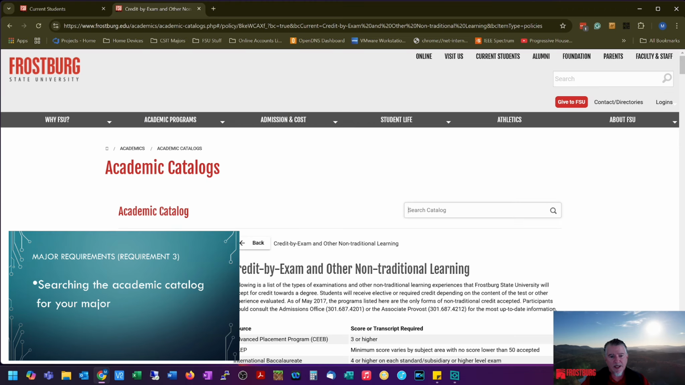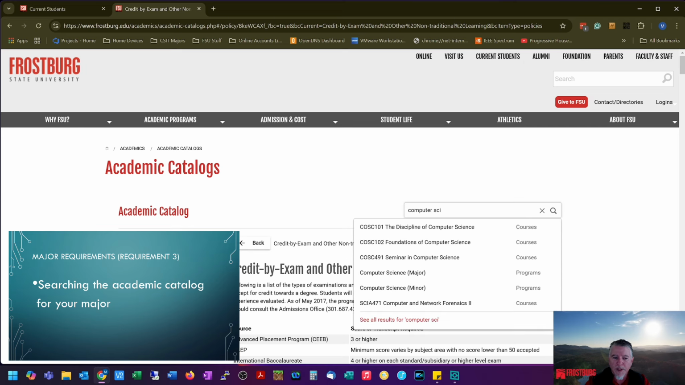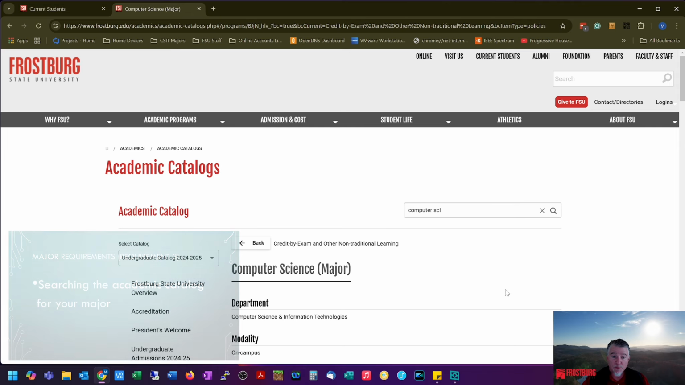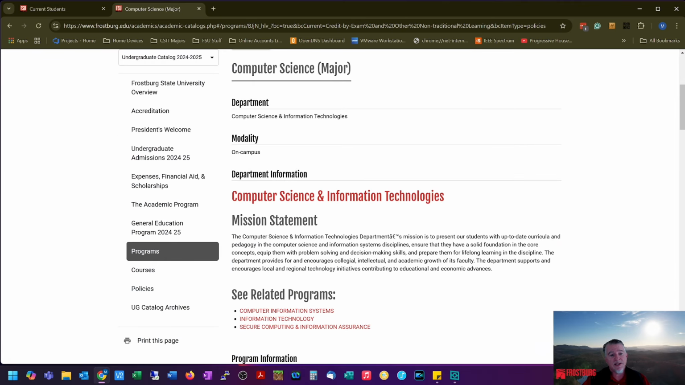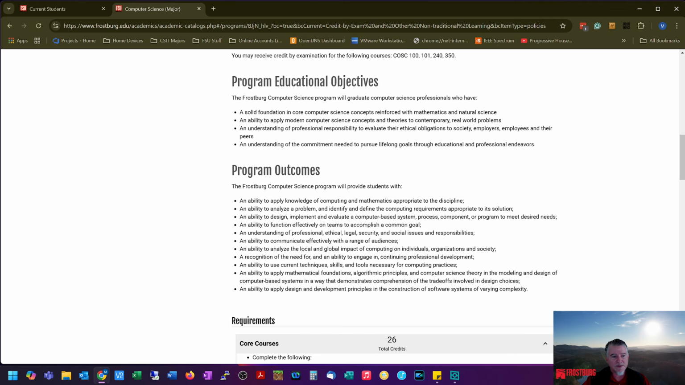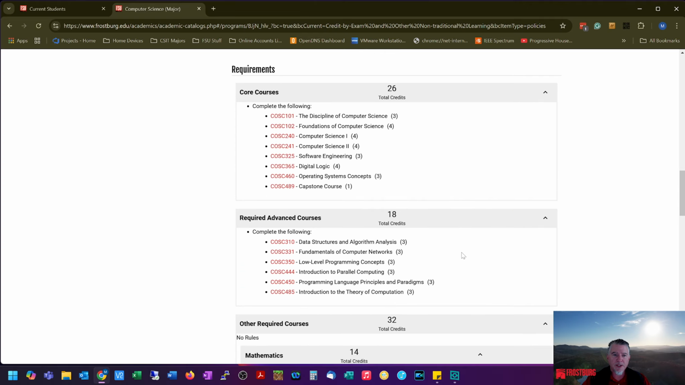But you can also just come in and say, I want to know about computer science. What are all of the required courses for computer science? So we click on this, and not only is it going to tell you our mission statement and program information and our objectives and outcomes, but it's going to go into what the required courses are to graduate with a bachelor's of science in computer science.